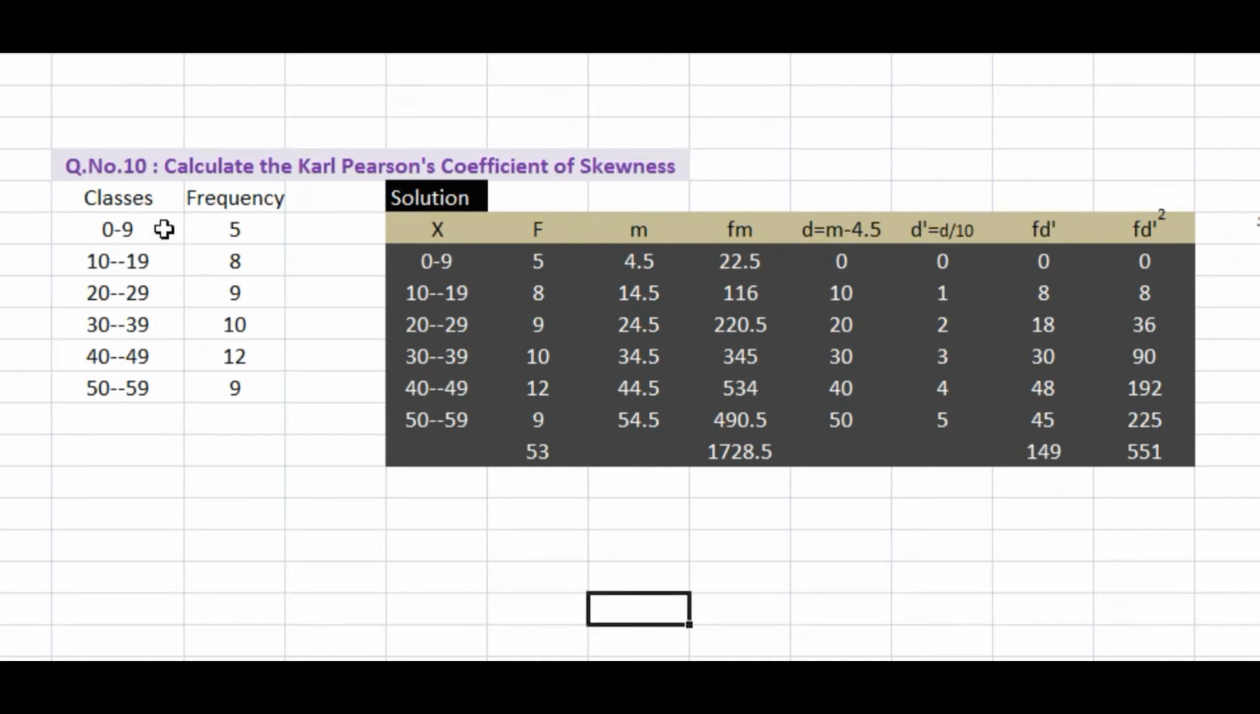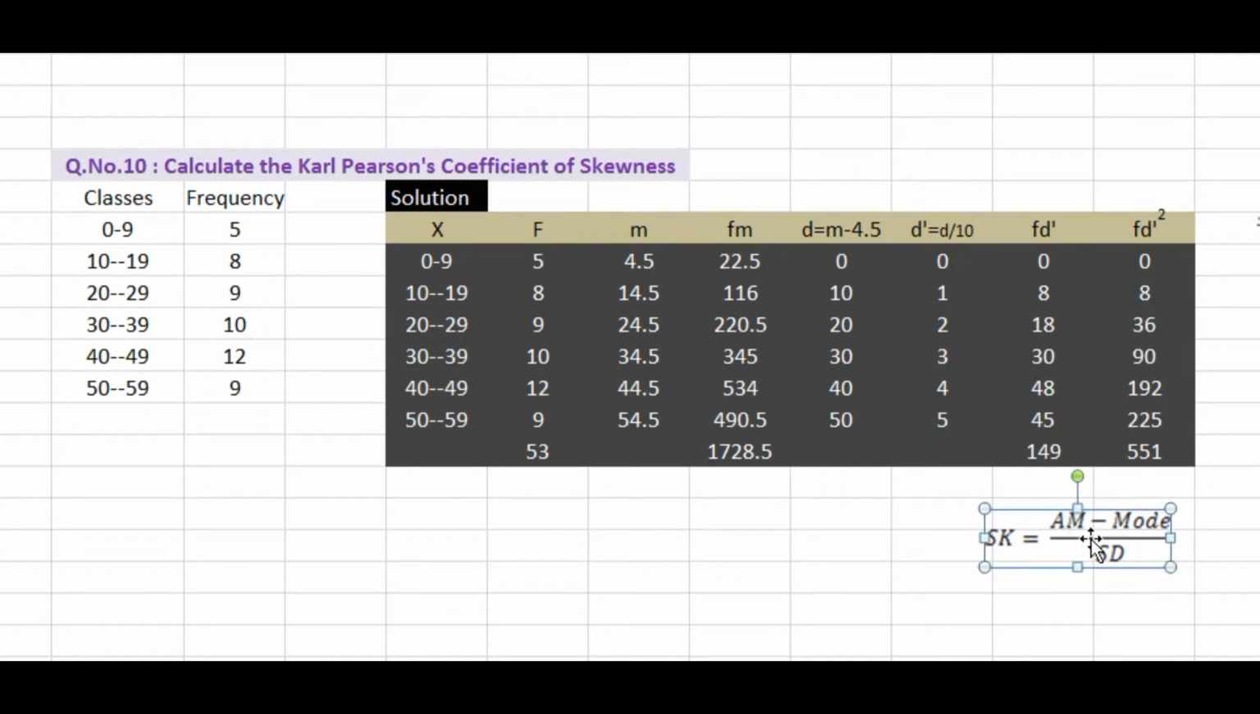See, the classes are like this, and these are the frequencies. You need to calculate the Karl Pearson's coefficient of skewness. For this, first your formula is like this. Skewness formula is this one. First you have to find whether the mode is possible or not. See the frequency: in the frequency, the highest one is how much? 12. Only one number is there. So this was your mode class. So the mode can be found, no issue for the solution of the mode.